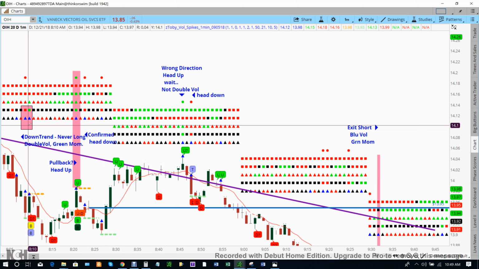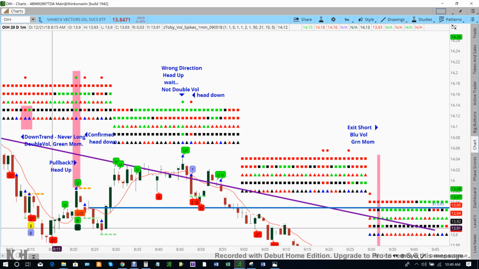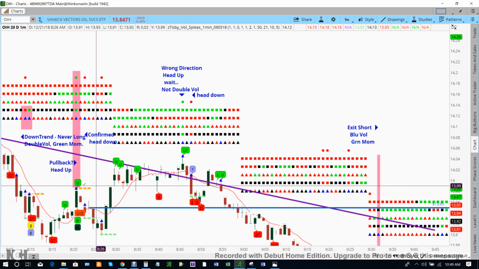Basically, after we find the double volumes, we look for single blue volumes. And this one says it's going to be green momentum. That's important because that means it's reached the bottom. It's still going to go back up. So I go pullback question mark, heads up. It's still going up.